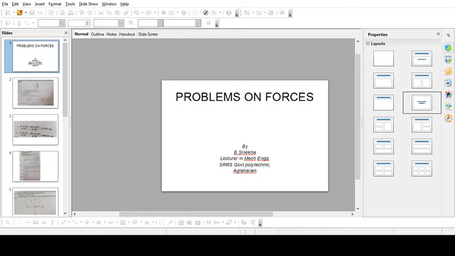Say three forces F1, F2 and F3 are acting on a body. If theta 1, theta 2 and theta 3 are the angles made by those forces with respect to the horizontal reference line, then the horizontal component, sigma H, is equal to F1 cos theta 1 plus F2 cos theta 2 plus F3 cos theta 3. This is the summation of horizontal components, and it should be equal to 0.